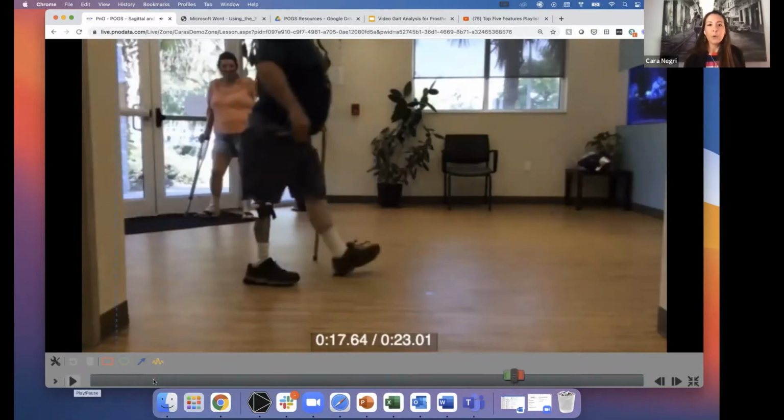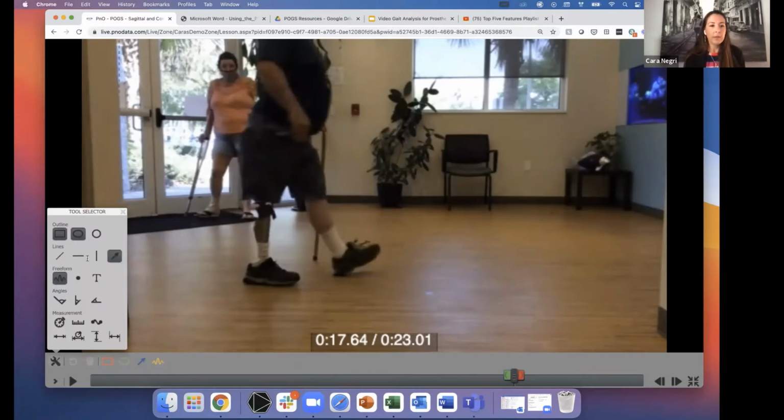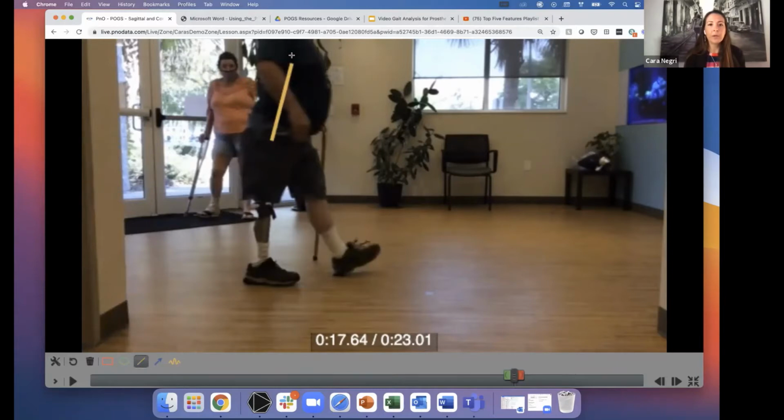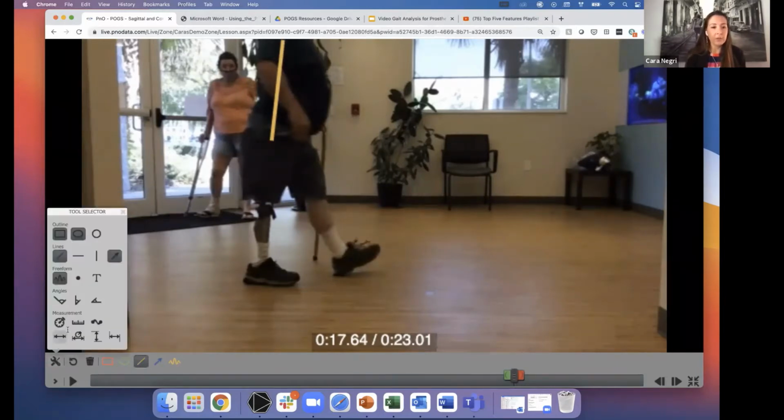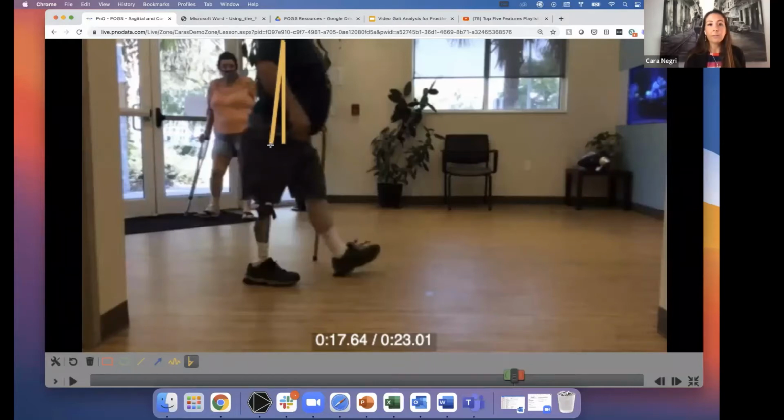Okay, so he does have a little bit of lordosis here, but as far as the inclination of his trunk, I can draw a line from his hip to his shoulders. If I wanted to, I could measure that from a vertical. So if I measure that, my measurement is showing me 7 degrees.